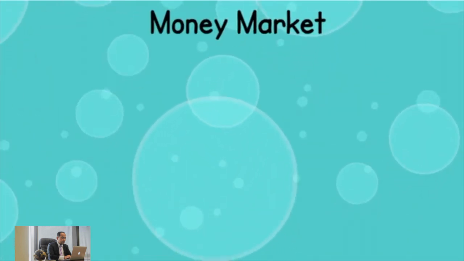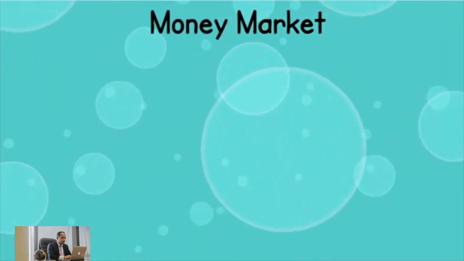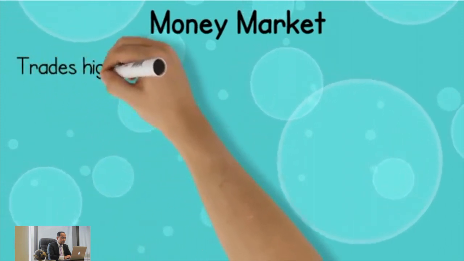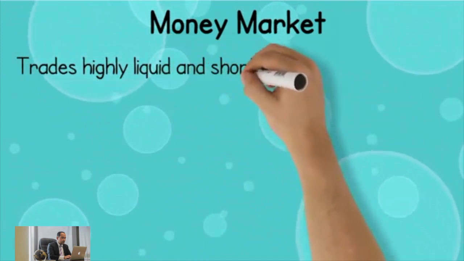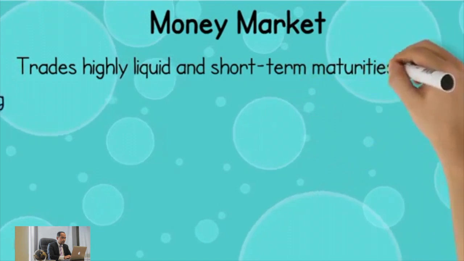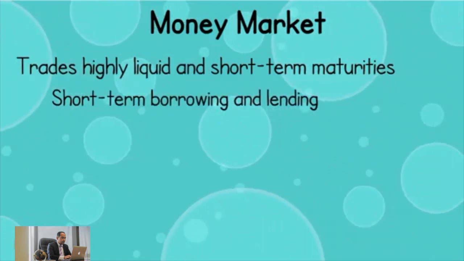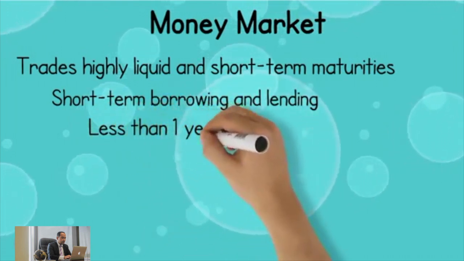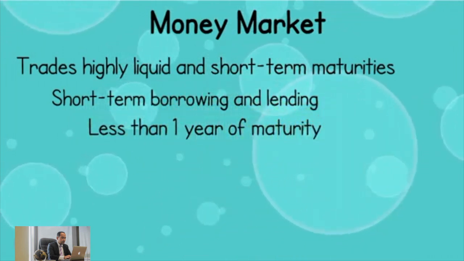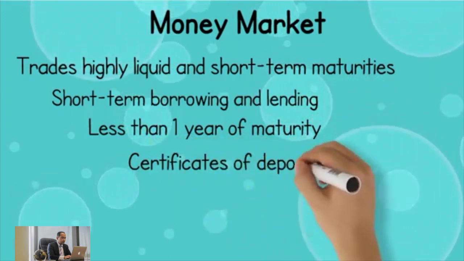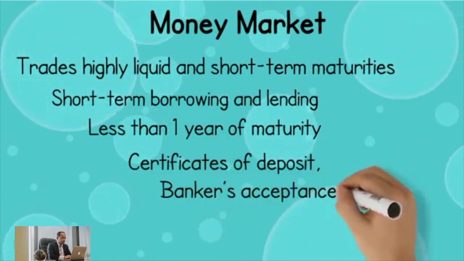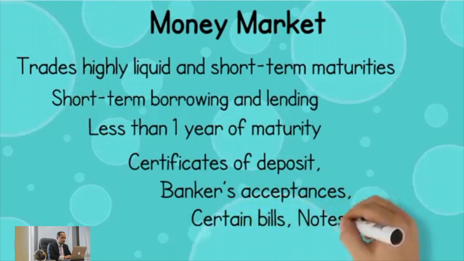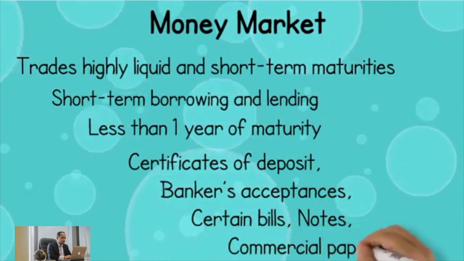Money markets. Money market is the portion of the market which trades highly liquid and short-term maturities. It can be short-term borrowing and lending, and the maturity of money market instruments is less than 1 year. They are certificates of deposit, bankers' acceptance, treasury bills and notes, and commercial papers.